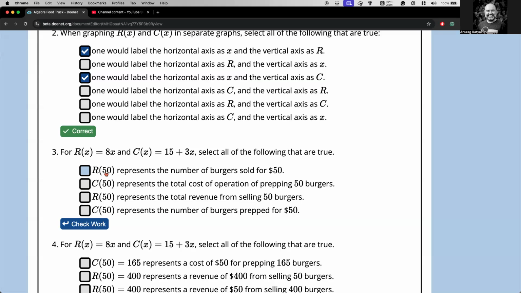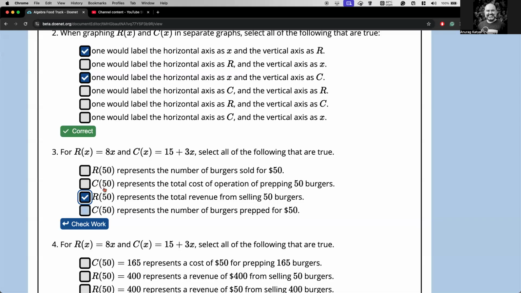And we all make those connections. All of that is written in this very, very short form, shorthand notation. So does R of 50 represent the number of burgers sold for 50 bucks? Is X dollars or burgers? R of 50 would represent the what? It would be the dollars made from selling 50 burgers, right? Do we see that sentence somewhere? It's this guy. R of 50 represents the total revenue from selling 50 burgers.